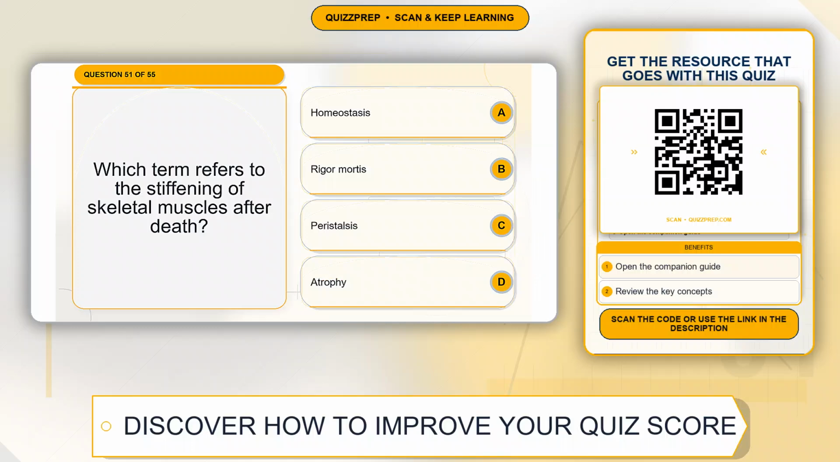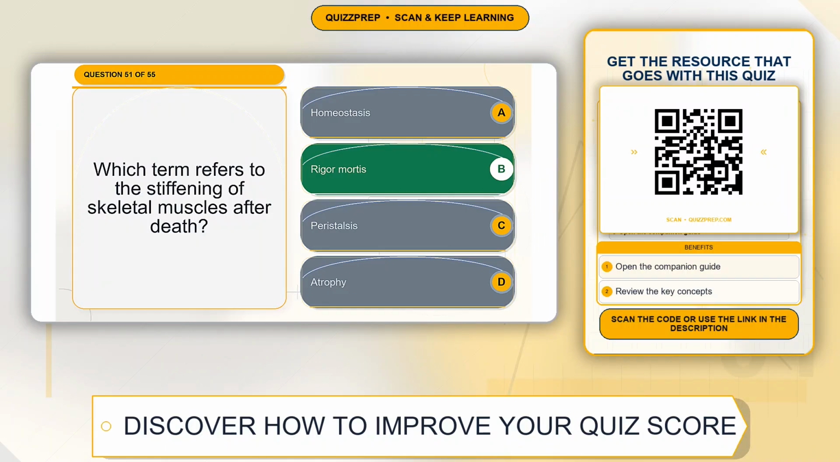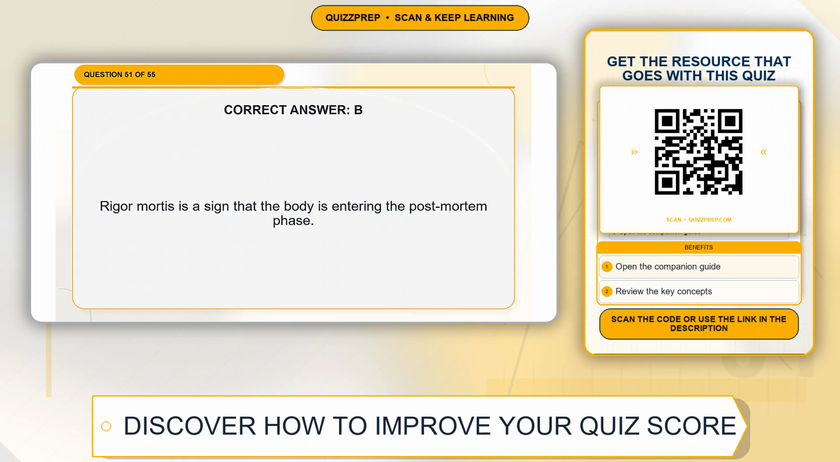Question 51. Which term refers to the stiffening of skeletal muscles after death? Option A, homeostasis. Option B, rigor mortis. Option C, peristalsis. Option D, atrophy. The correct answer is option B, rigor mortis. Explanation. Rigor mortis is a sign that the body is entering the postmortem phase.